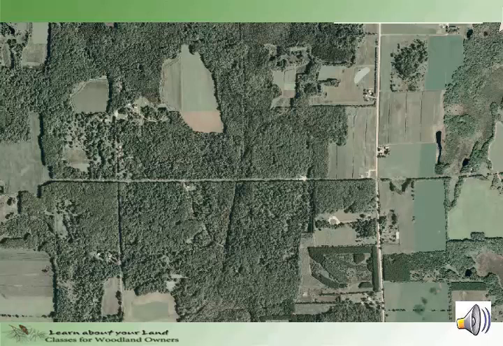The next series of slides shows various maps you can produce from the DNR WebView page and ways of looking at your property. Again, this is an aerial photo of the land shown in the next 4 slides.